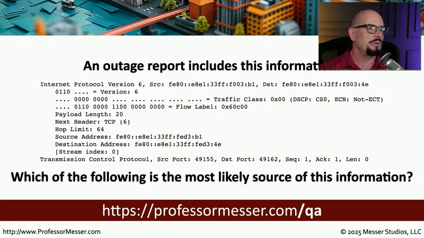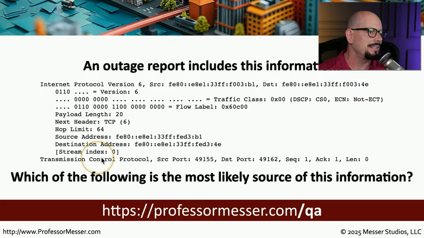We're now going to move to this one that asks, an outage report includes this information. And for those of you that are watching this, you can see that it is a lot of text on the screen. It starts with Internet Protocol version 6. There's a bunch of bits here that say version 6 and traffic class information. It shows me the payload length. The next header is TCP. It shows me a hop limit of 64, an IPv6 source address and an IPv6 destination address.